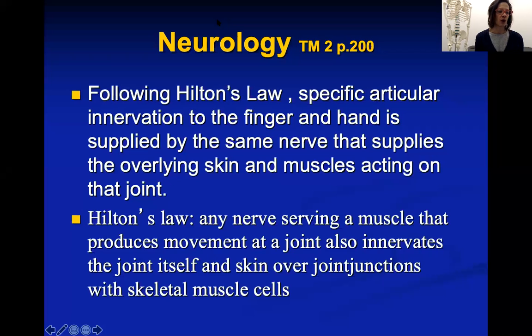So first of all, in neurology, we have something called Hilton's law. And what that means is that specific articular innervation to the fingers and hand is supplied by the same nerve that supplies the skin and the muscles overlying that joint and acting on the joint. So any nerve serving a muscle that produces movement at a joint also innervates the joint itself and the skin over the joint junctions with skeletal muscle cells.